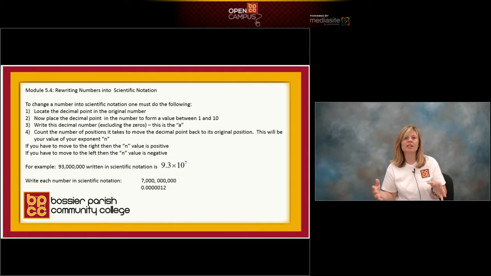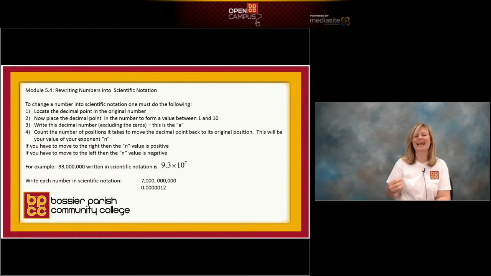So to write a number in scientific notation, the first thing you want to do is locate the decimal point in the original number. So in the number 93 million, where is your decimal point? Well, I know it's not shown, but we all know with any whole number, the decimal point is at the end. So that decimal point would be located behind the last zero.